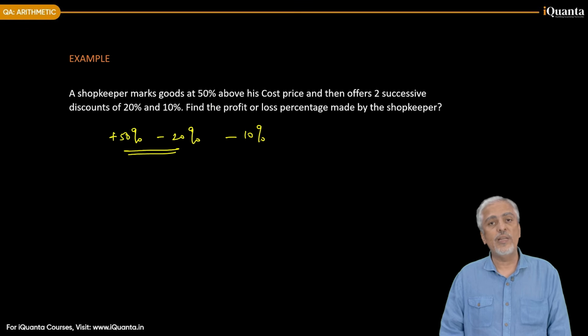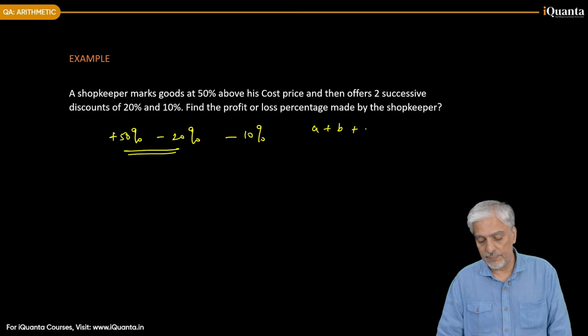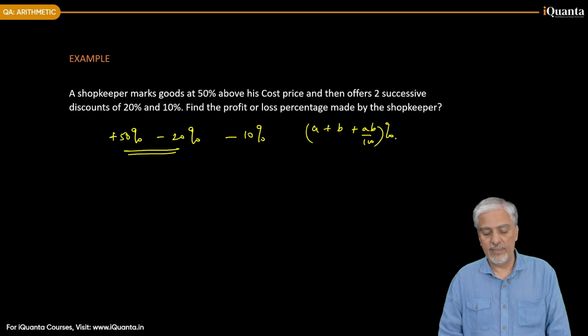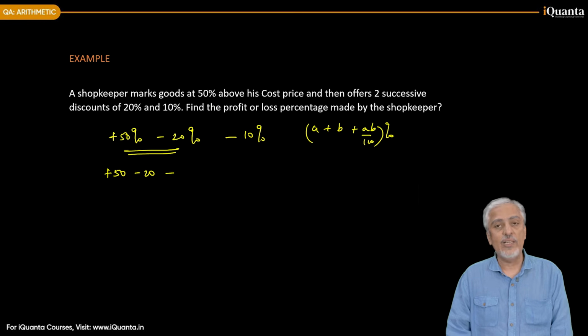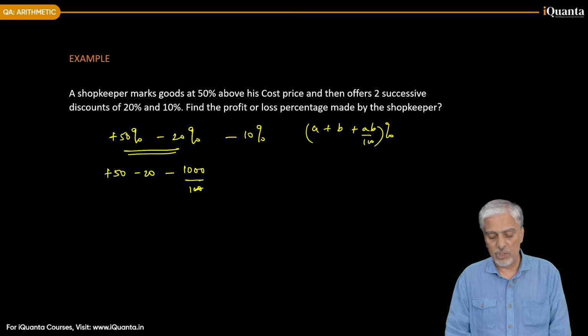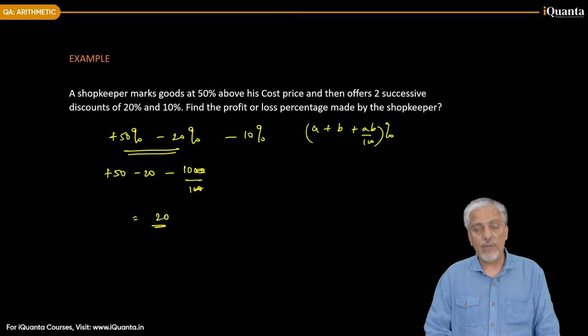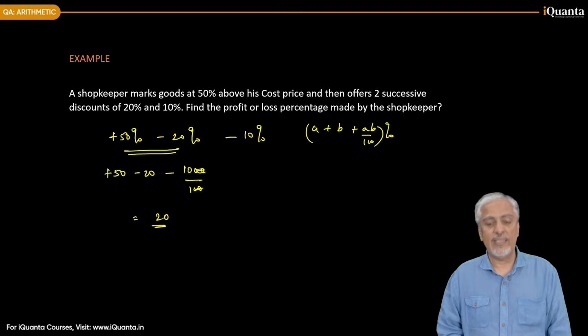So if I use the formula A plus B plus AB by 100, if I use this concept, what will I get? So it will be plus 50 minus 20 plus, minus times minus, 50 into 20 is 1000 upon 100, which will be 10. 50 minus 20 is 30. 30 minus 10 is 20. So this is 20.